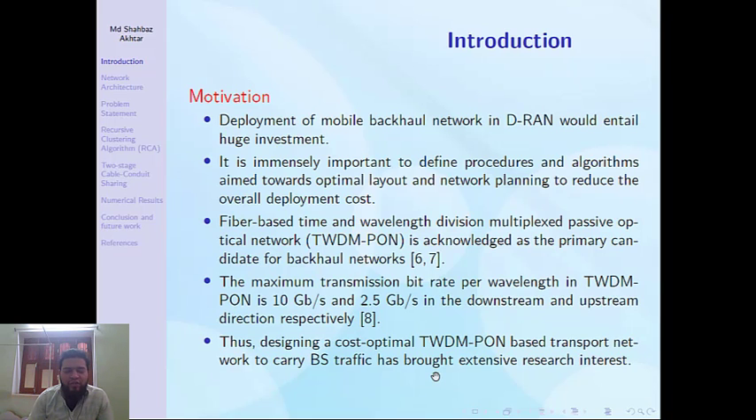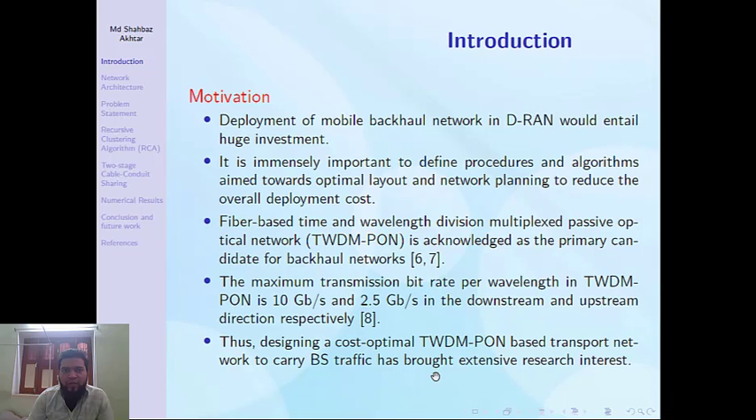Among the different variations of fiber-based transport network technology, the TWDM PON, time wavelength division multiplexed passive optical network, is acknowledged as the best and most cost-efficient technology for this purpose. Firstly, what is a passive optical network? It is a fiber-based technology which uses passive devices in the remote nodes, unlike active devices. It doesn't require a power source to operate, so operational cost is reduced significantly. This is the first benefit we get from here.